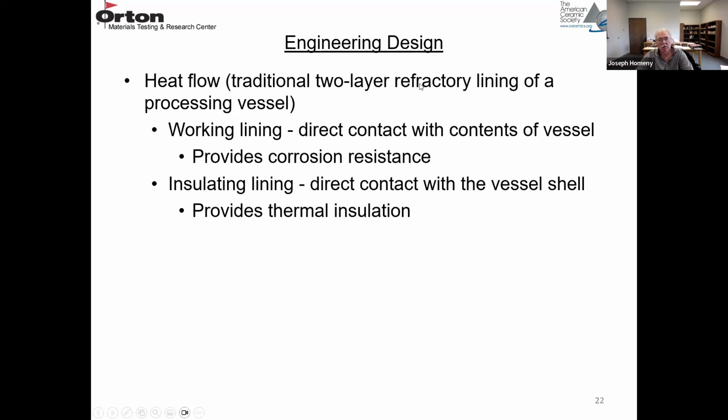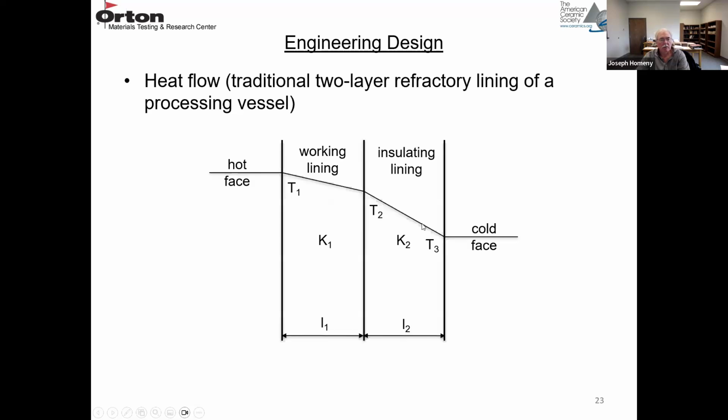So in this traditional two-layer refractory lining, you have a working lining, the inner lining, and then the outer lining is the insulating lining. The working lining is the lining that's in direct contact with the contents of the vessel, and this gives you the corrosion resistance. The insulating lining is in direct contact with the vessel shell, and that's going to give you your thermal insulation.